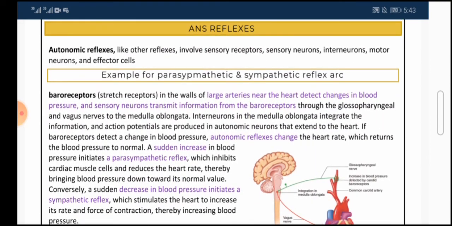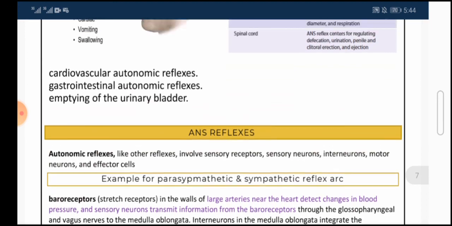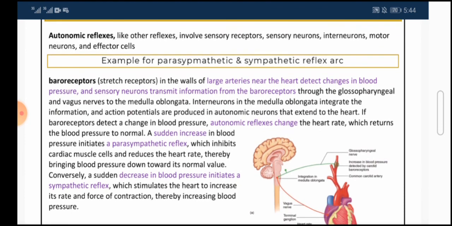The reflexes. Inside the walls of our arteries, there are something known as baroreceptors or stretch receptors. Actually, they are there to detect any changes in our blood pressure. For example, sensory neurons transmit impulses from these receptors through glossopharyngeal and vagus nerves to the medulla oblongata. As we said, medulla is responsible for the cardiovascular system. Inside the medulla, interneurons are responsible for the integration of the information, and it is transmitted to the motor nerves.